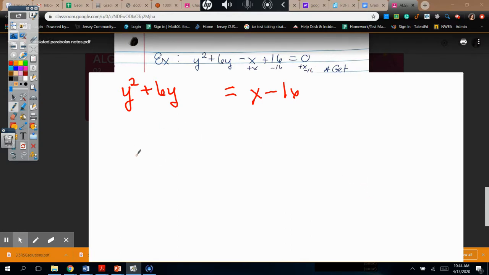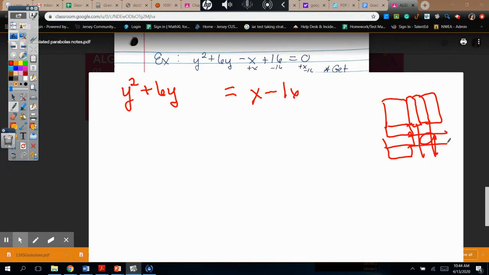Okay, now the directions say to find the magic number. The magic number comes from when we drew boxes last year. Remember, if I had a y squared box and I had 6 y's, I would have 3 on each side. That would give me 9 in the corner. So 9 is the magic number. The magic number is always half of this squared, half of 6 squared. So half of 6 is 3, 3 squared is 9.